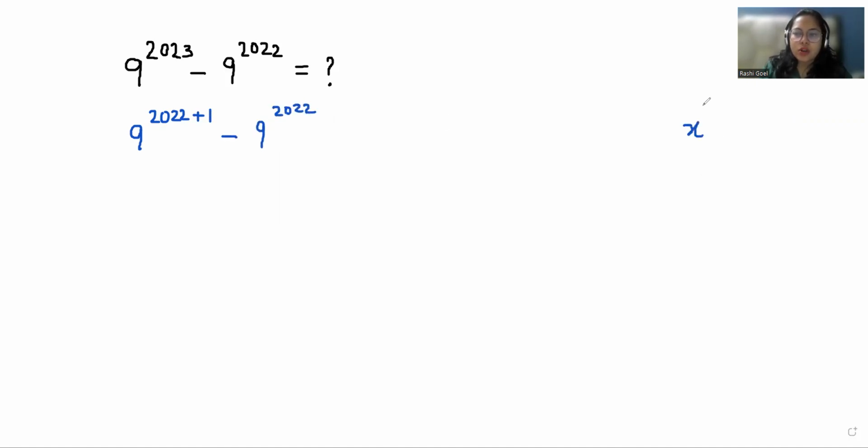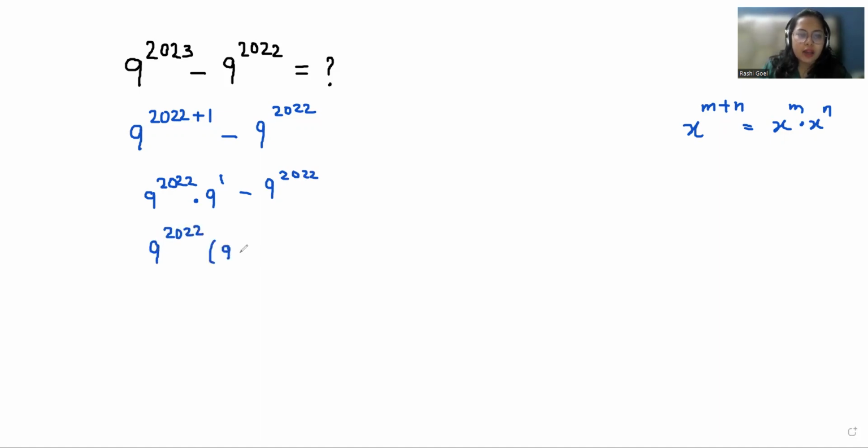Now according to the exponent rule, x power m plus n, we can write it as x power m times x power n. So 9 power 2022 times 9 power 1 minus 9 power 2022. Now I can take 9 power 2022 as common. So what is left? 9 minus 1. So 9 power 2022 times 8.